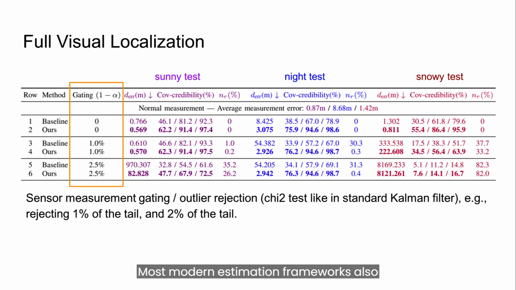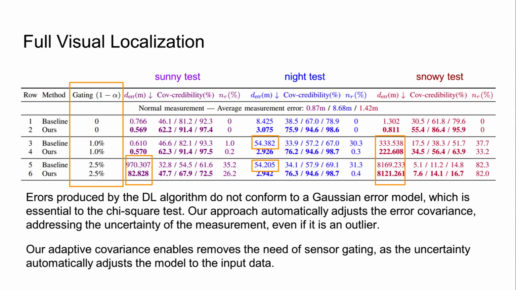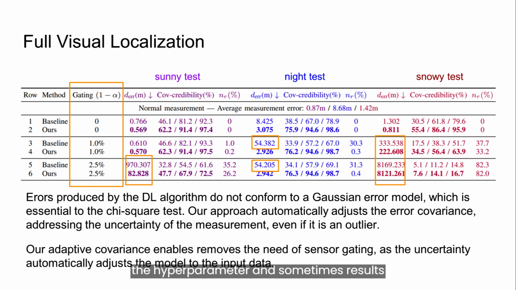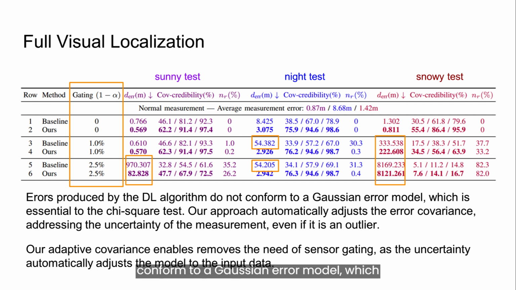Most modern estimation frameworks also employ sensor measurement gating to decide whether to accept or reject a measurement. So we employ this gating technique and show the results for 1 and 2.5% levels. However, sensor gating is sensitive to the hyperparameter and sometimes results in much worse performance. The results indicate that the errors produced by the deep learning algorithm do not conform to a Gaussian error model, which is essential to the chi-square test. Fortunately, a key novelty of our approach is that it does not require a formal outlier rejection method.